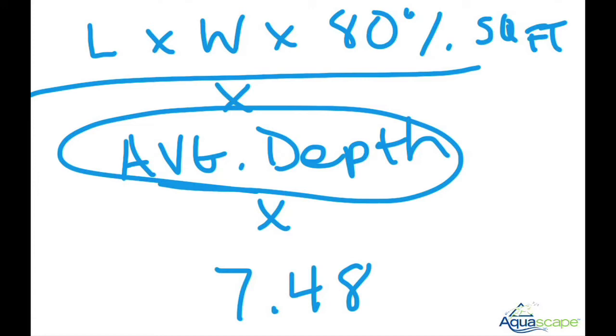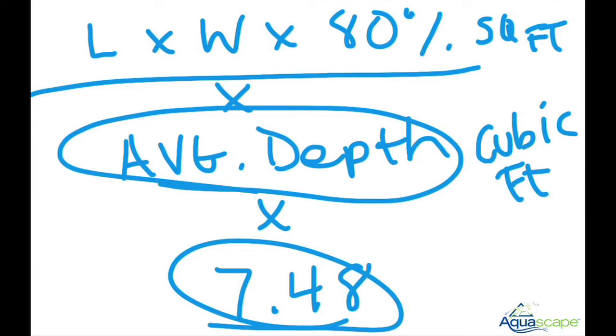Once we have taken the square footage and multiplied it by the average depth, we now have what is called the cubic footage. Now all we have to do is multiply that by the 7.48. The 7.48 represents the number of gallons in 1 cubic foot, and that will tell us how many gallons we have in a pond.